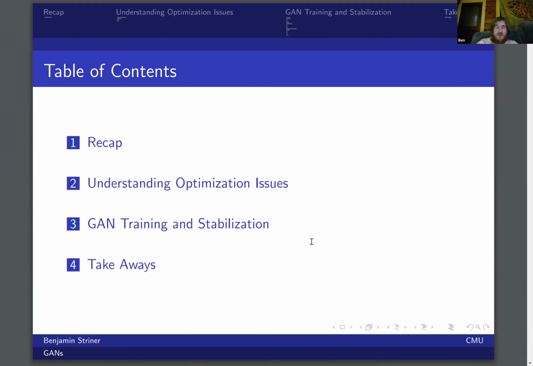We're going to do a quick recap of what we talked about last time, and then we're going to dig into what the actual optimization and stabilization issues are with GANs, and then if we have some extra time, we'll roll back to the end of the last lecture and talk about some GAN architectures that are interesting.